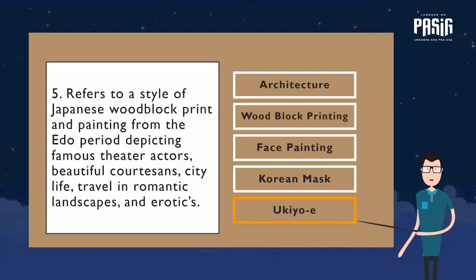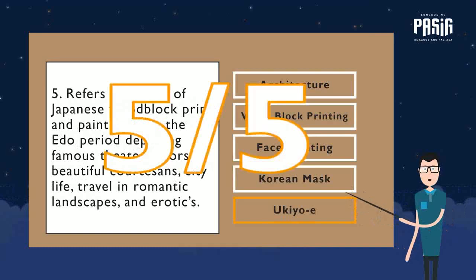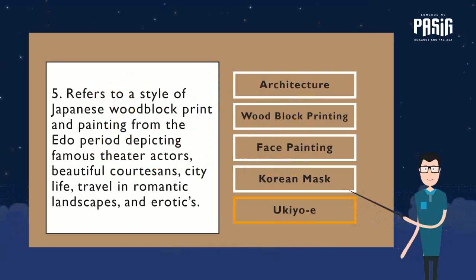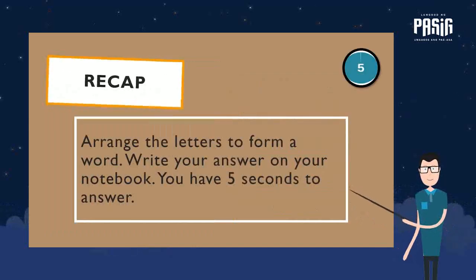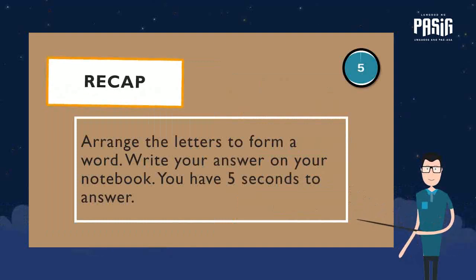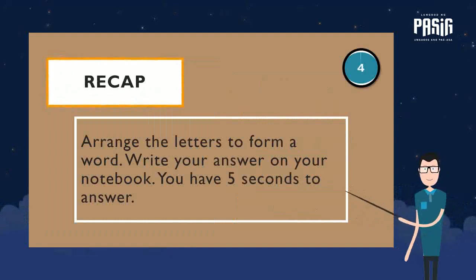Ukiyo-e. How much score did you get? Did you get 5, 4, or 3? And whatever score you got, that's fine because this is only a pretest. Now let's move on to recap. Arrange the letters to form a word. Write your answer on your notebook. You have 5 seconds to answer.